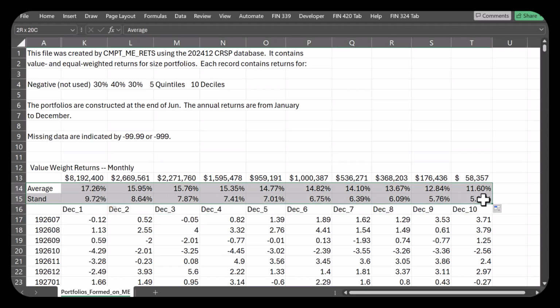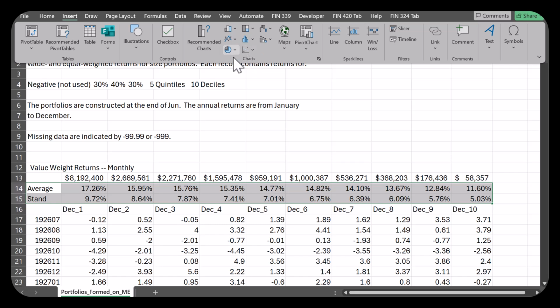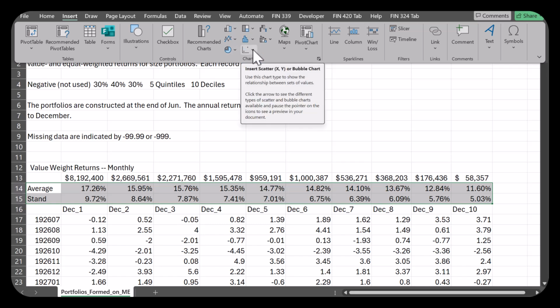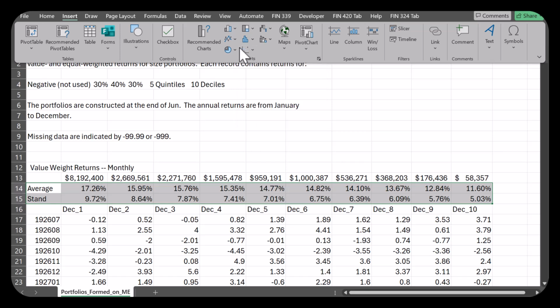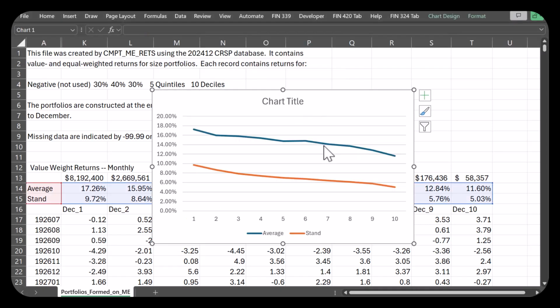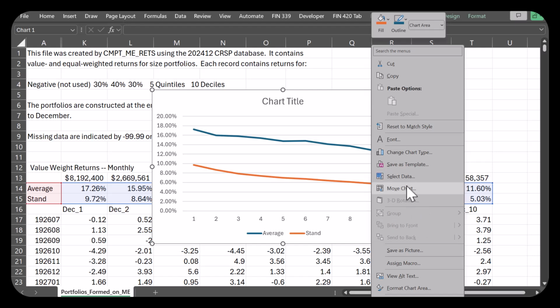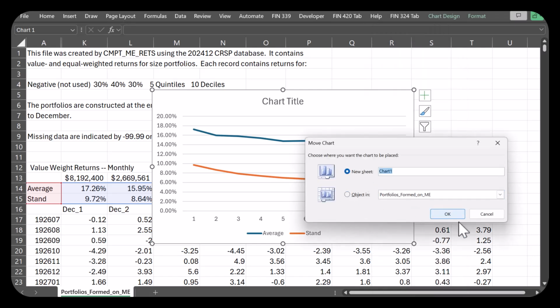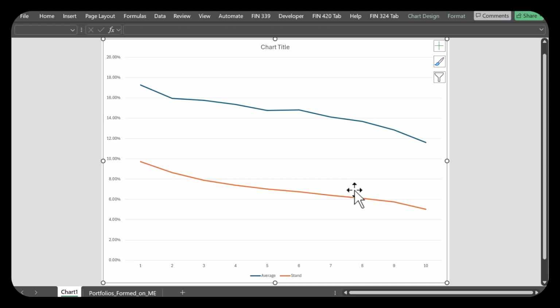Insert, use this scatter graph stuff. No, not even that. Just regular. Okay. This doesn't say too much. First of all, I'm going to move this chart to a new sheet. And I'm going to put these things into different scales.